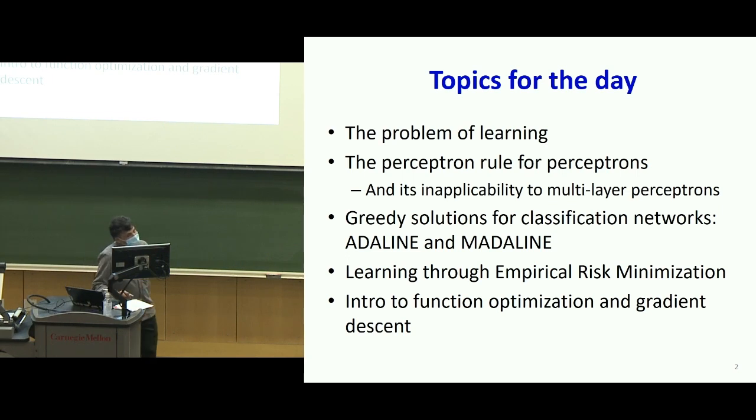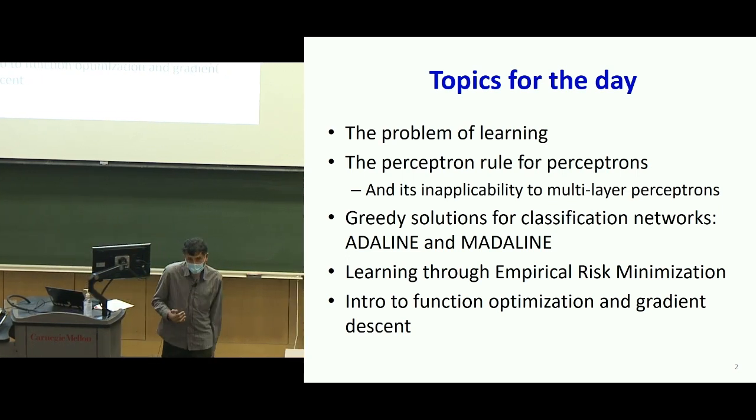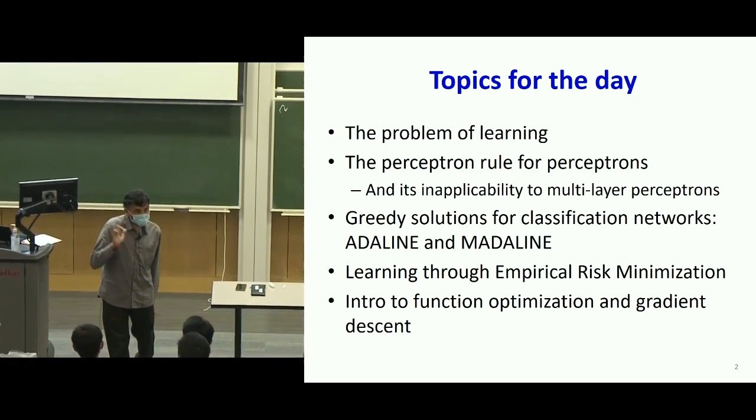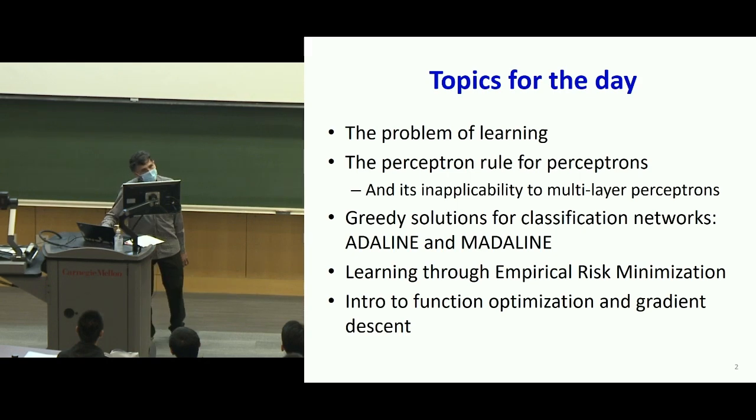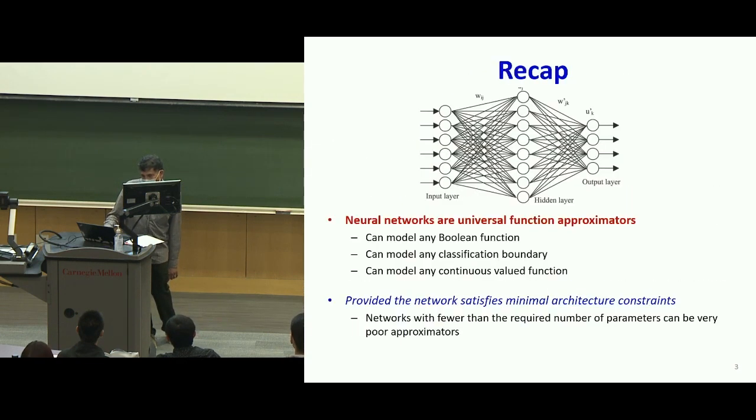There are some topics on the slides, which I will not be covering in class, but will turn up on the quiz, specifically Adaline and Madaline. So make sure that you go through these, and I'll make sure the slides and the reading material are on the web. And we'll begin looking at empirical risk minimization and function optimization and gradient descent.